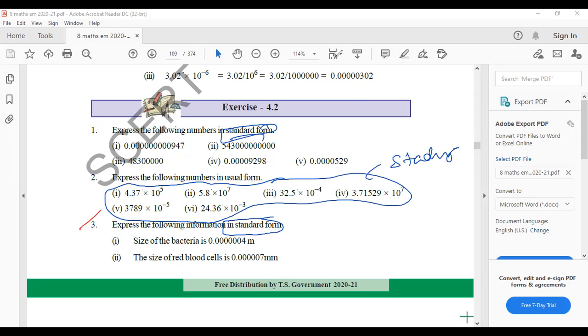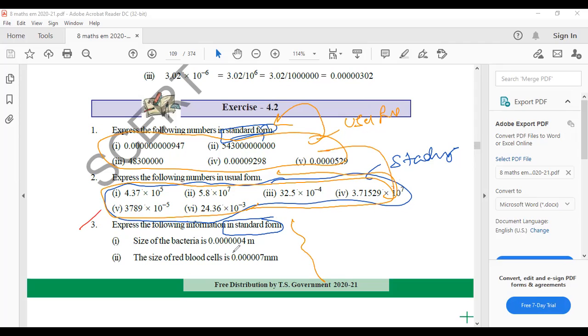The rest of them are all called usual forms. We have previously converted usual form to standard form. Just now we converted standard form to usual form. So the number should be in usual form like this. In the third bit, you need to convert the usual form to standard form. That is an indirect question for you. Clear?